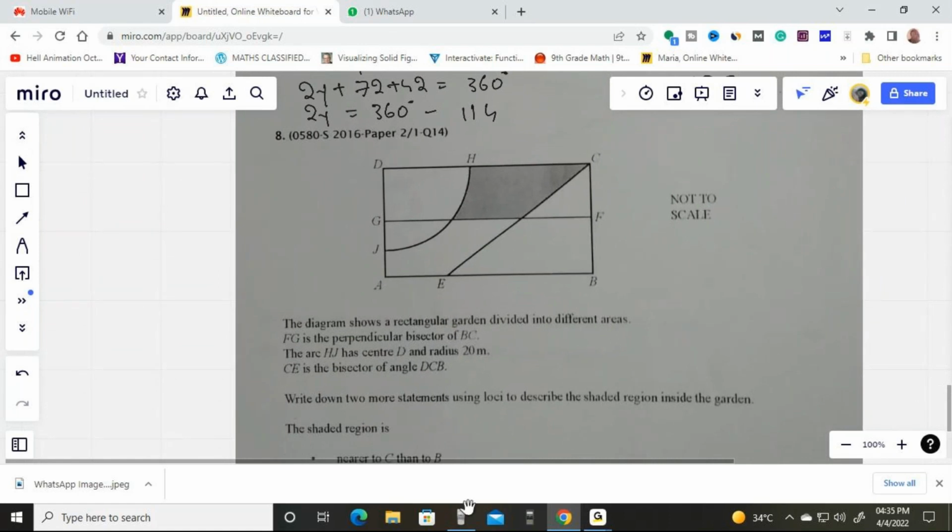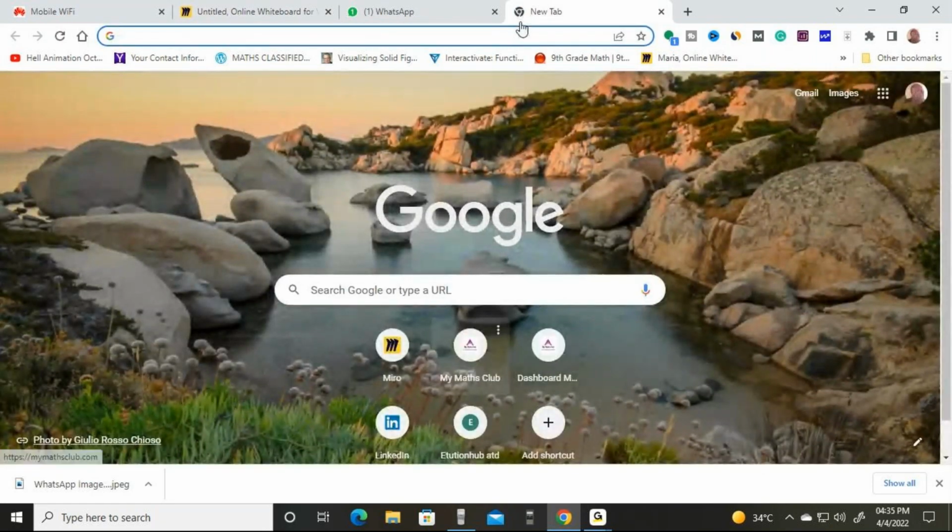Okay, so now we just go to the next question. It belongs to 2016 paper 2-1. I'm going to open my past papers too just to check my answers.